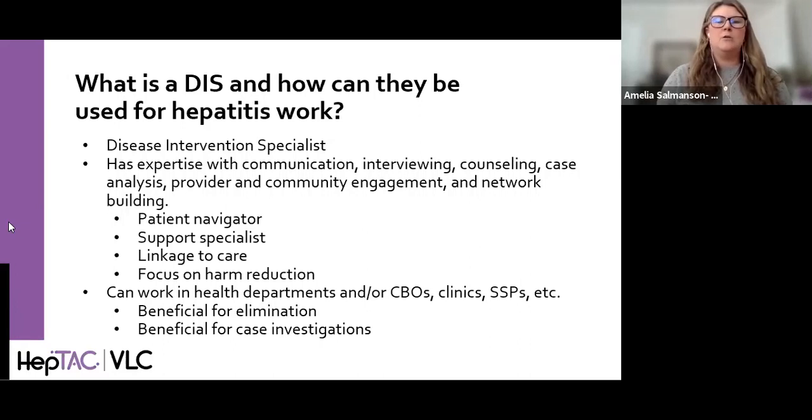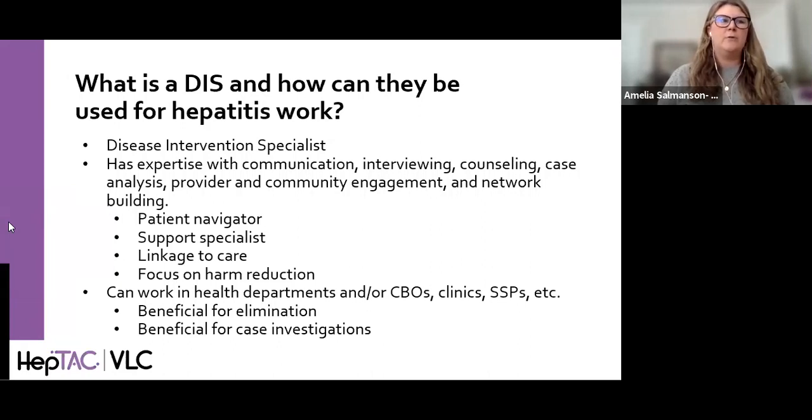And as we begin working towards elimination, not only in Utah, but as many of your other states and jurisdictions are as well, a DIS is critical to helping link HCV positive persons to treatment and harm reduction services. The DIS may work for the local or state health department, but it's also something to consider in community-based organizations, syringe exchange programs, or other settings in which people with hepatitis might be interacting. And particularly for big picture elimination, a DIS in all these areas is extremely helpful in linking patients to treatment and services and really meeting people where they're at.